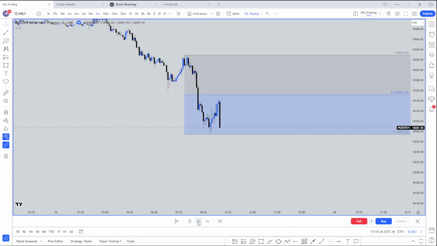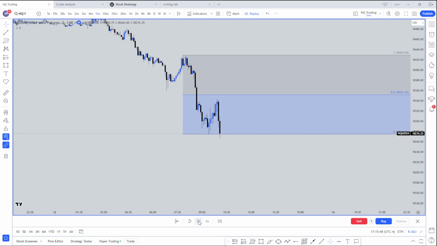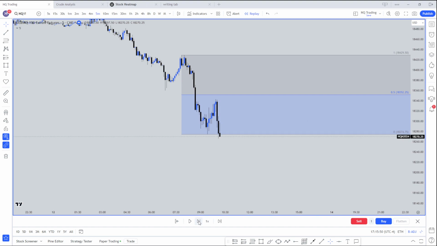So let's look at a couple more. Right there, we have a dealing range right here. It looks like we didn't get up into that premium, but let's look at this. And now what we have here, in essence, is another dealing range. We have another range we can look at.